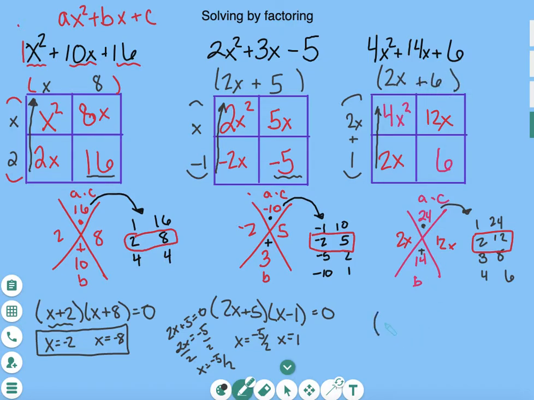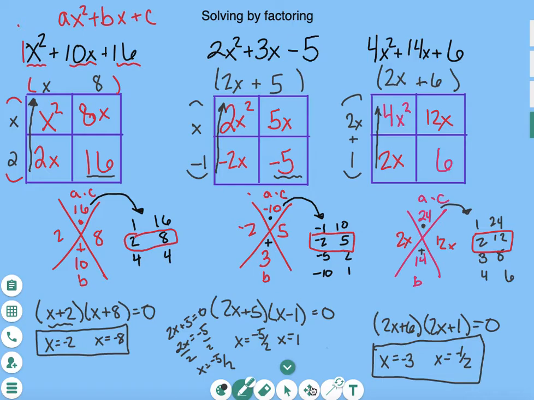So my two factors are 2x plus 6 and 2x plus 1, which means my solutions would have to be negative 3 and negative 1/2. Again, I'm just solving that off to the side if I can't figure that out in my head.